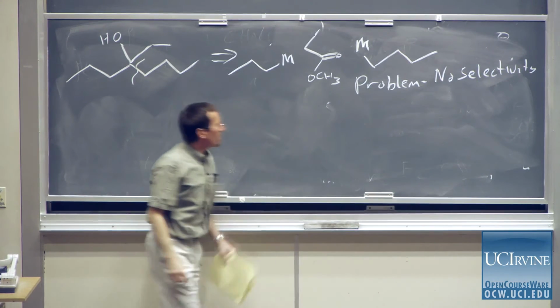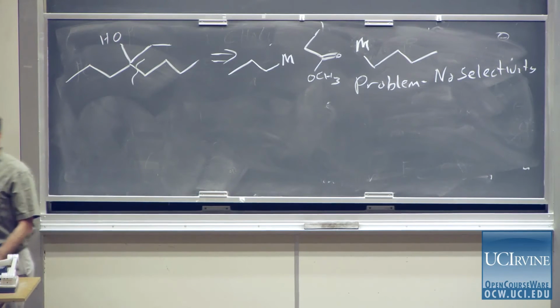I just said you can't really add one equivalent of a Grignard reagent or an organolithium compound to an ester. It won't stop at the ketone. Was that your question? Oh, yeah, no, that's fine.